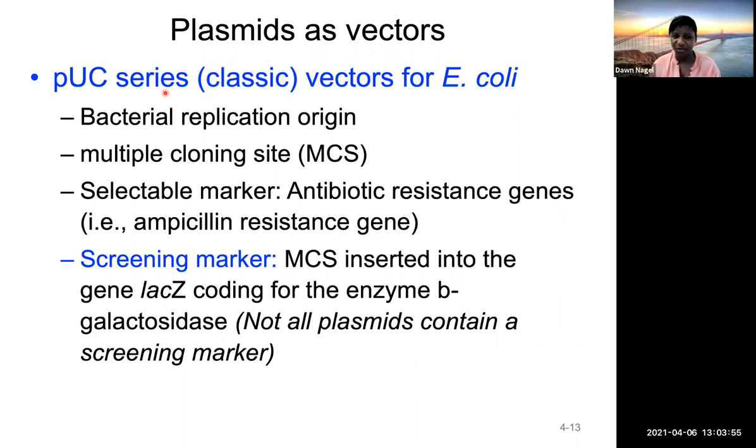So this was just in the very beginning. Now things have been modified a lot more, but these screening marker types of experiments are still widely used, because sometimes you don't have a choice and this is what you have to use. So getting an understanding of this is really important.